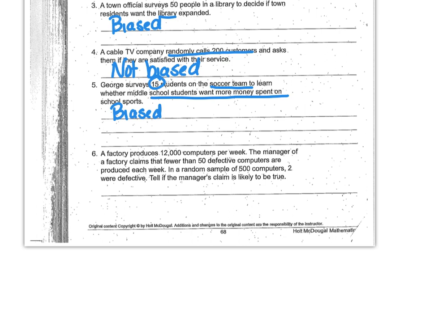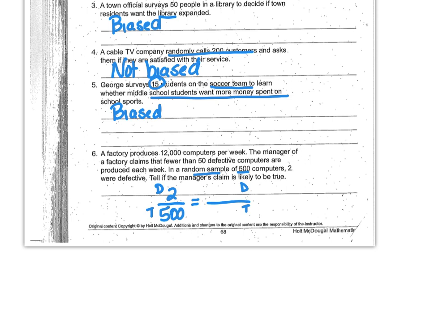All right, a factory produces 1,200 computers per week. The manager of the factory claims that fewer than 50 defective computers are produced each week. In a random sample of 500 computers, 2 were defective. Tell if the manager's claim is likely true. Okay, we're going to set up a proportion on this one, and we have to be consistent. In their sample, they sampled a total of 500, so we're going to put total on the bottom. That's total, and then 2 were defective. So we have defective over total has to equal defective over total.